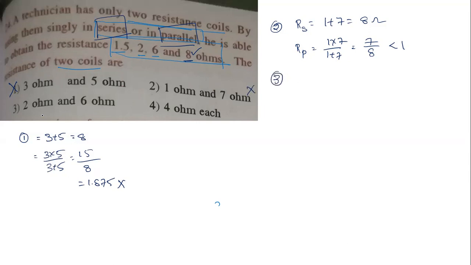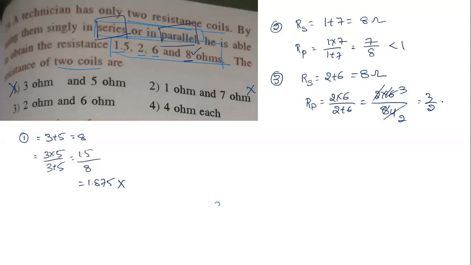In the third option, 2 and 6 are given. For series combination, it will be 2 plus 6, 8 ohm. For parallel combination, it will be 2 into 6 by 2 plus 6, that is 2 into 6 divided by 8. So 4 times, 2 times, 3 times. You're going to get 3 by 2, which means 1.5 ohm.